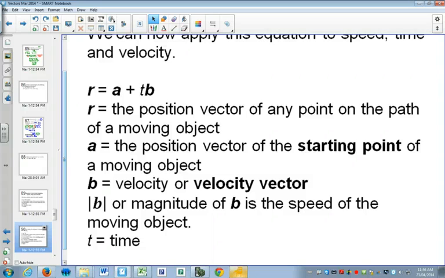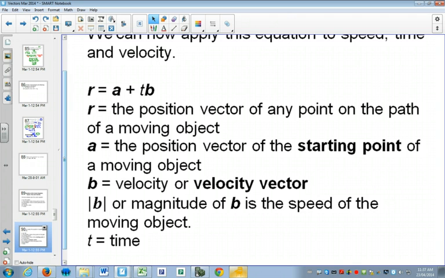So now when we think of this with speed, time, and velocity, often we make the a, because a is any point, the starting point. Where did this plane start from? Or where is this boat starting from on the ocean or whatever? And then b, our direction vector, we actually make it a velocity vector, which tells us, based on time t, how far it travels.